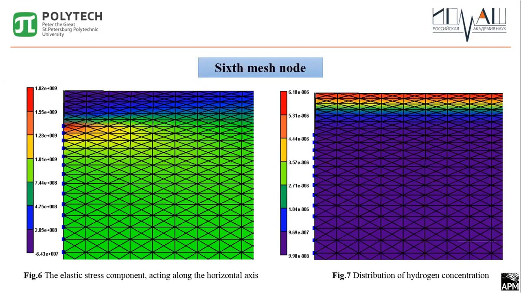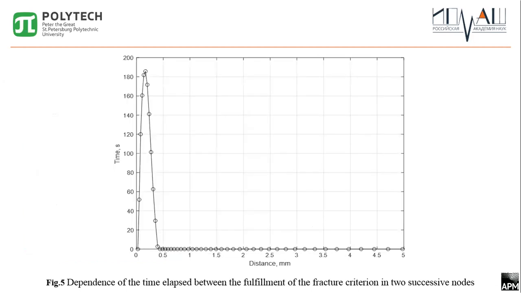Due to this excess of the level of elastic stress, our value of cohesive stress is possible at a lower level of hydrogen concentration. Consequently, it takes less time in solving the diffusion problem. This is confirmed by figure 5. It seems the time between the fulfillment of the fracture criterion in successive nodes after 6 gradually decreased.